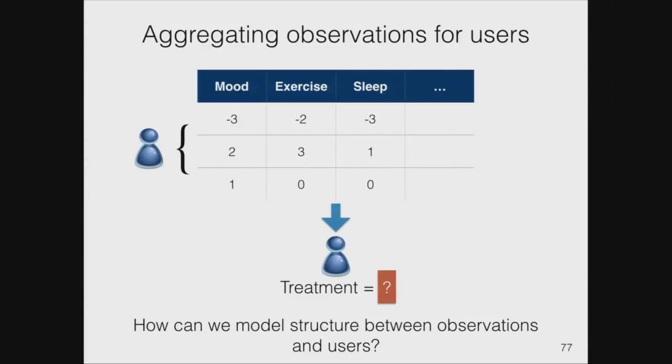The last thing I want to mention, which is an open question we're looking at in this data set, is modeling the structure between observations, these entries, and users. So again, this is an aggregation problem. There's been a lot of work in the literature where they say that, for a user, if I have all these entries, I'm going to assign them to treatment if they exercise even once. But that is maybe a very poor assumption that we don't want to make here. We might want to come up with better ways of aggregating data. So that's something we're studying.